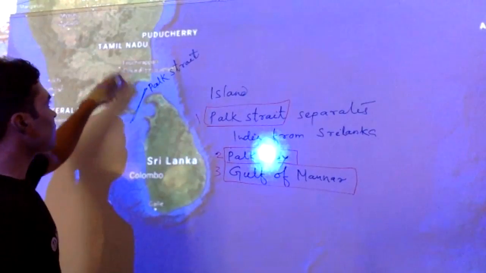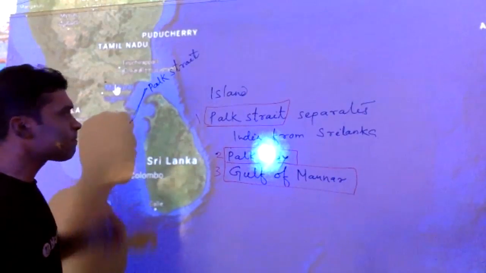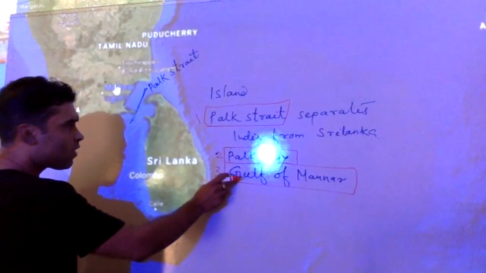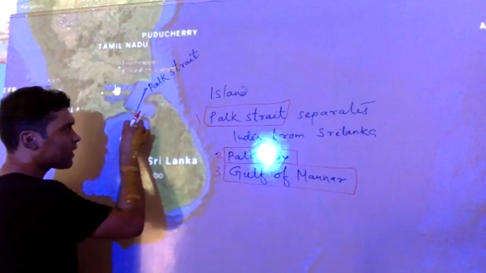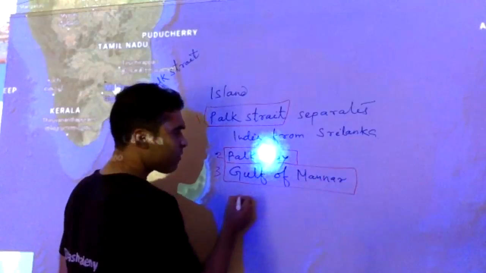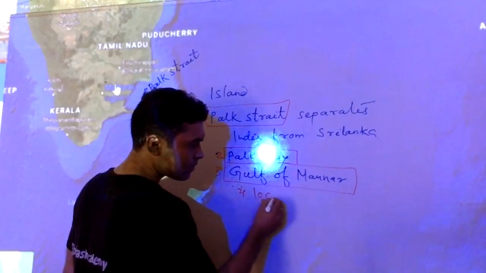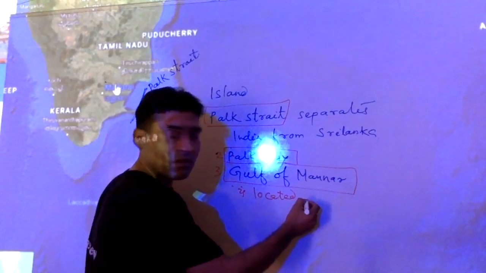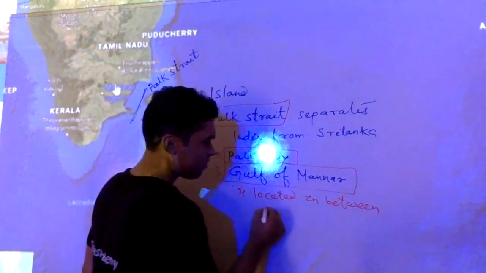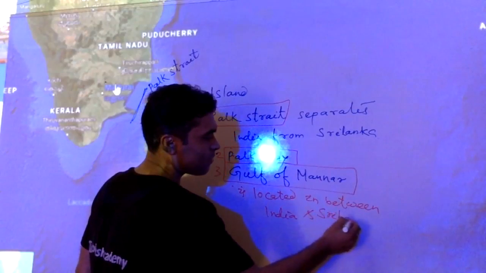Actually, Palk Strait separates India from Sri Lanka, or you can say the Indian state of Tamil Nadu from Sri Lanka. And here is also Palk Bay, that's also separating. And Gulf of Mannar is located in between India and Sri Lanka. So you can have one point here: this Gulf of Mannar is located in between India and Sri Lanka. This point is very important.